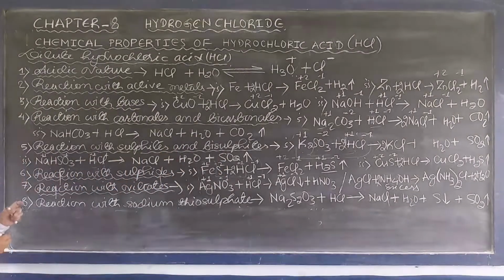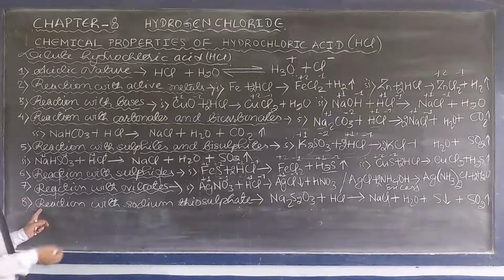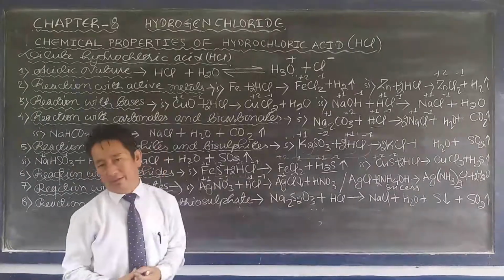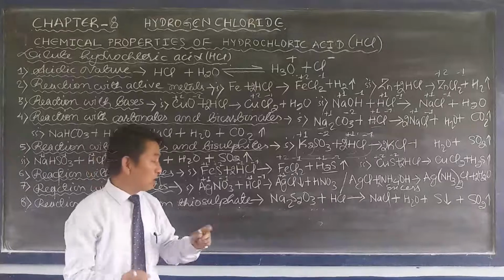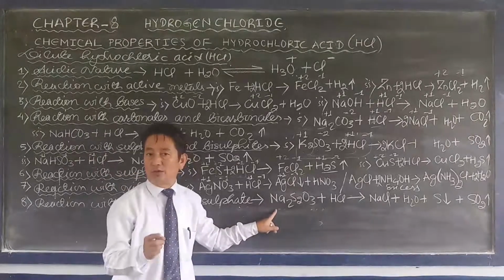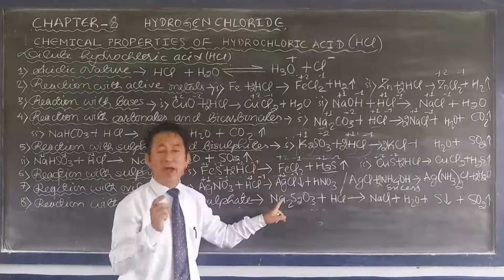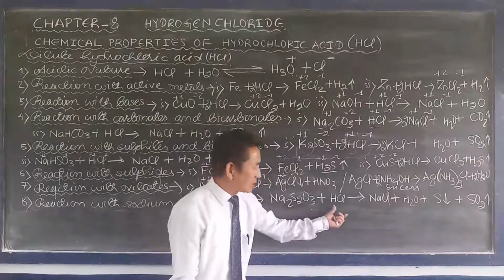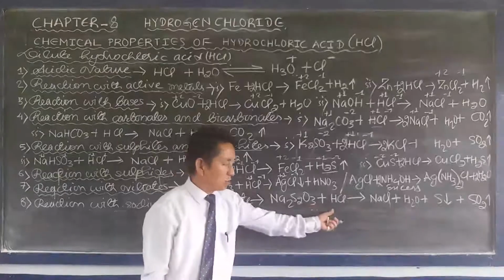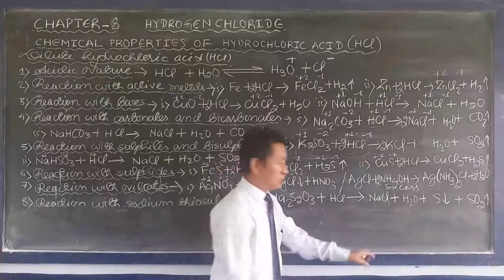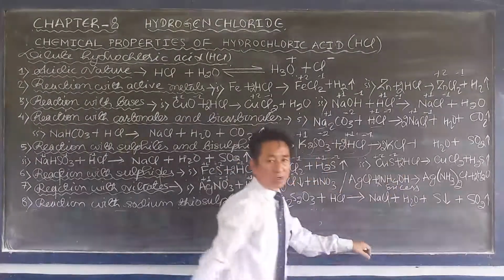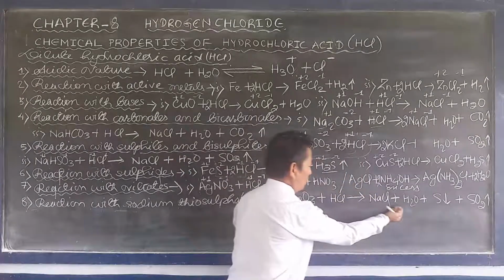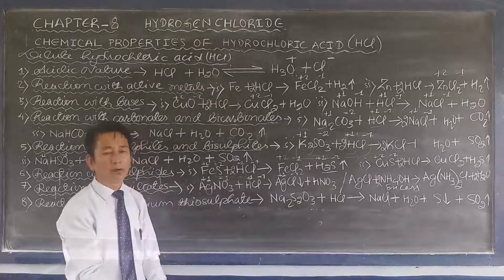Now next, the reaction of dilute hydrochloric acid with sodium thiosulfate. The molecular formula of sodium thiosulfate is Na2S2O3. When the sodium thiosulfate reacts with hydrochloric acid, it gives a yellow precipitate of sulfur, and the other three products are sulfur dioxide, water molecule, and sodium chloride.